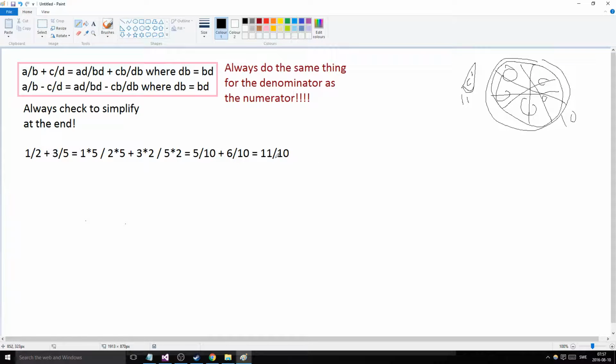So what happens here? Well, what we can write is this is one whole pizza plus 1/10. This is a tenth of a pizza. So what you can write is you can write this in another form. You can write 1 and 1/10.